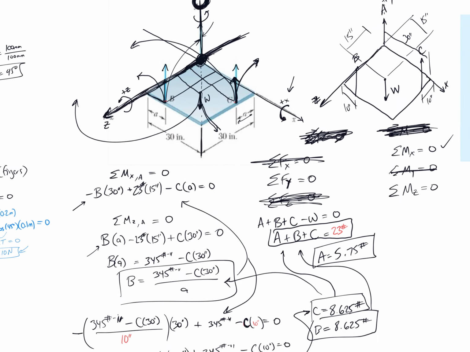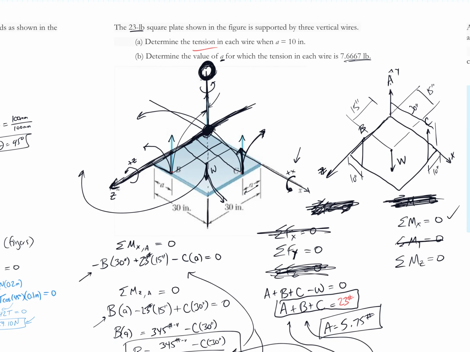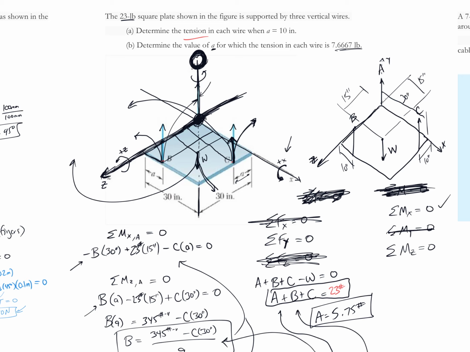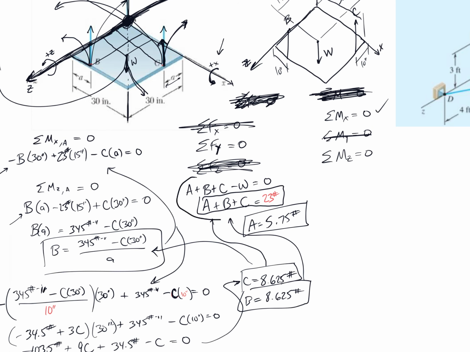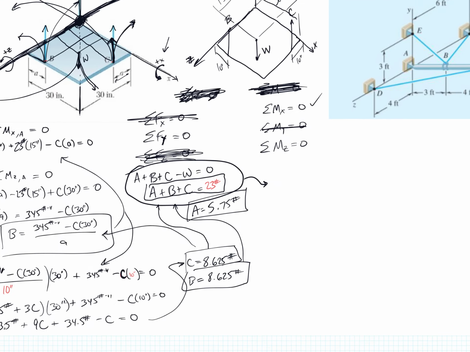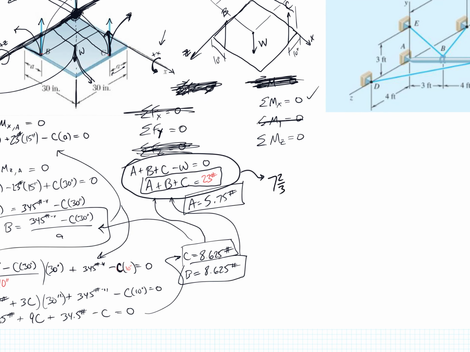All right, so if we wanted to solve the B part, determine the value for A for which the tension in each wire is this number. Well, notice that number means, if I go down to this equation right here, that equation becomes, what, 7 2/3? Yeah, 7 2/3. 7 2/3 pounds plus 7 2/3 pounds plus 7 2/3 pounds equals 23 pounds. Check. Useless. No help to us.